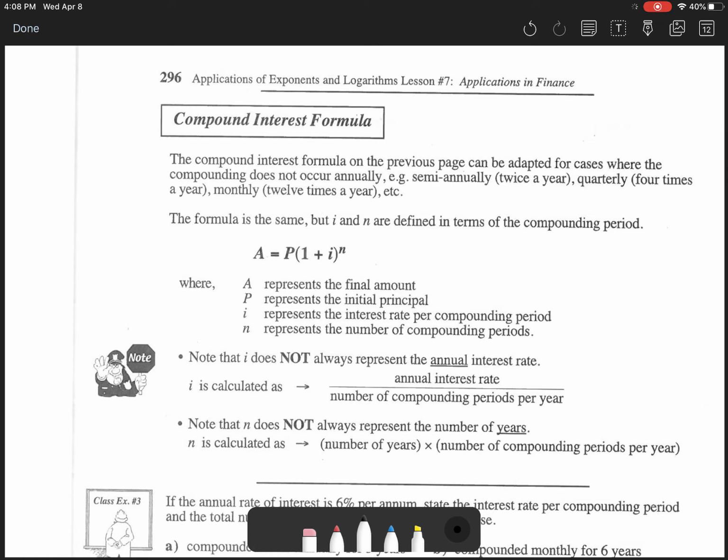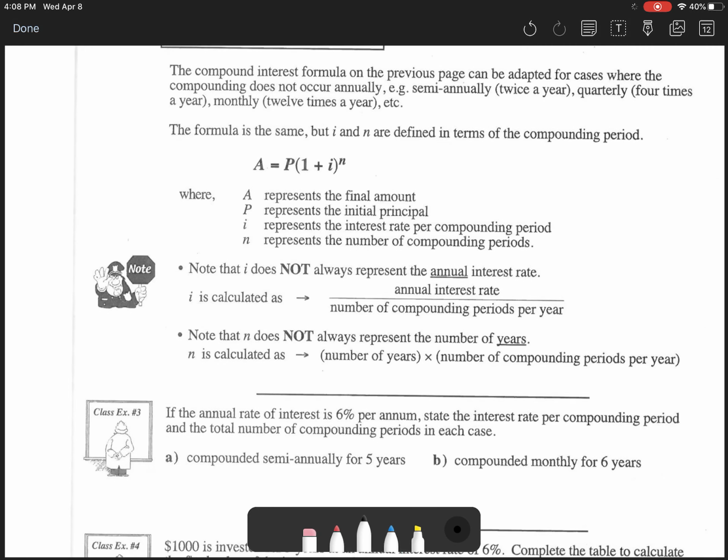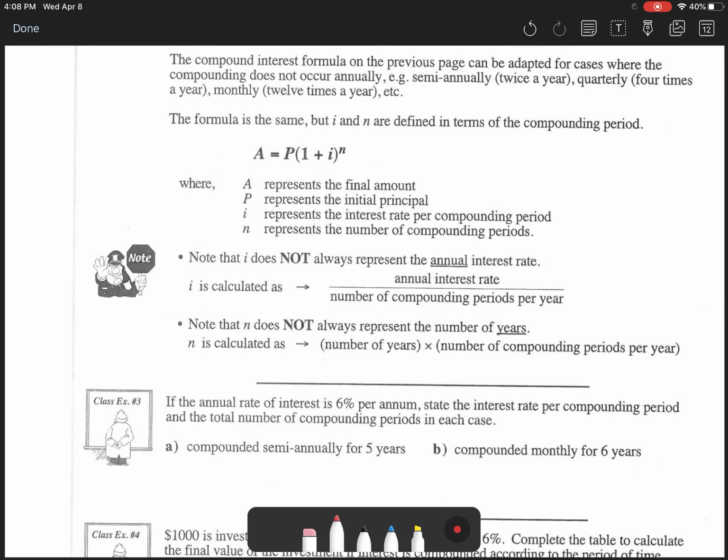All right, so the next 2 pages, or page and a half here, is what's really important. We're going to be doing a lot of calculations with this compound interest formula. And again, I will point out what's important. Now, in these questions with compound interest, you're going to see these key words. We don't always compound interest annually.